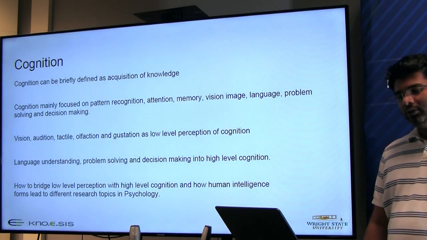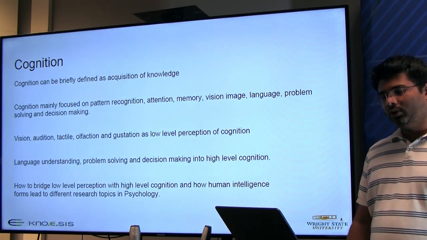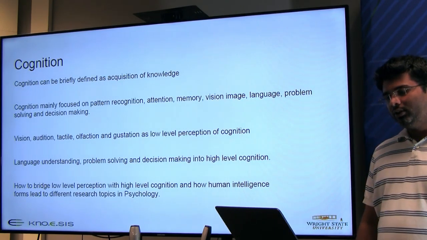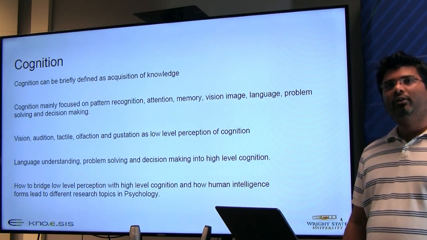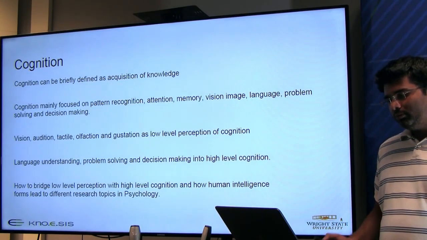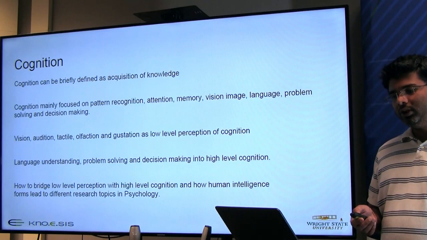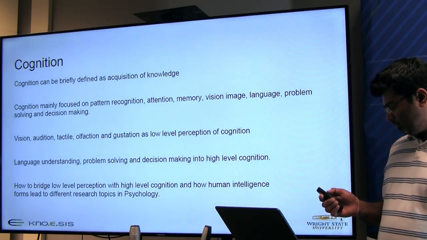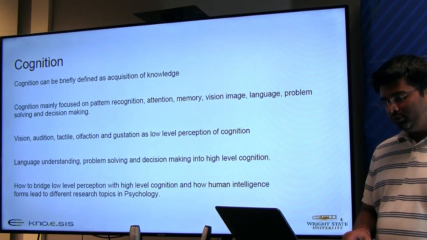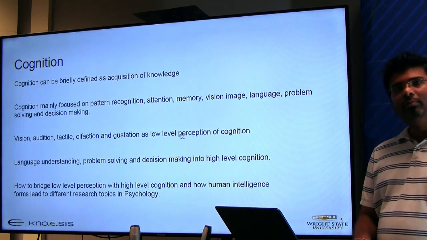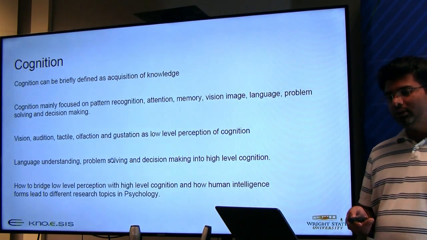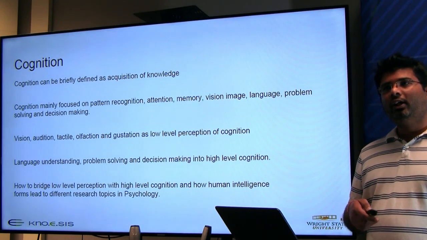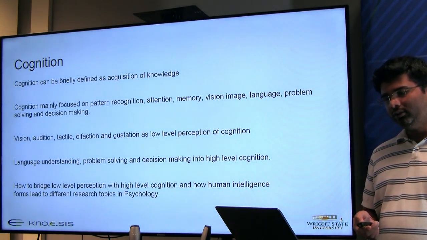And the last point, if you see, is how to bridge low level perception with high level cognition, and how human intelligence form leads to different research topics. This is the going trend in psychology. So a few of them, like the third and the fourth point, you see, these are the low level perception, and these are the high level perception. And this will always keep coming into the picture as we go through the architecture and further.